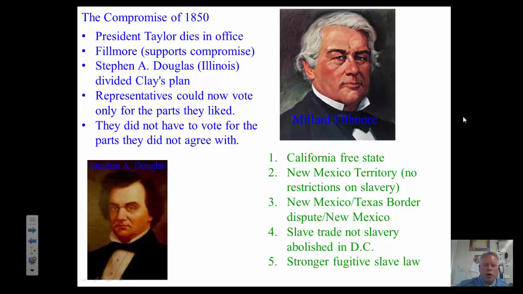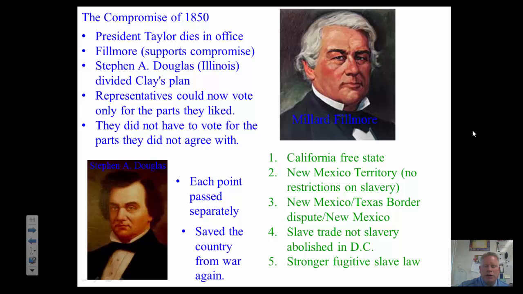So just that one slight adjustment of separating all these up into individual bills allowed them all to pass, and it was everything that they asked for in Clay's compromise. So the Compromise of 1850 finally passed. Each point passed separately and saved the country from war again.